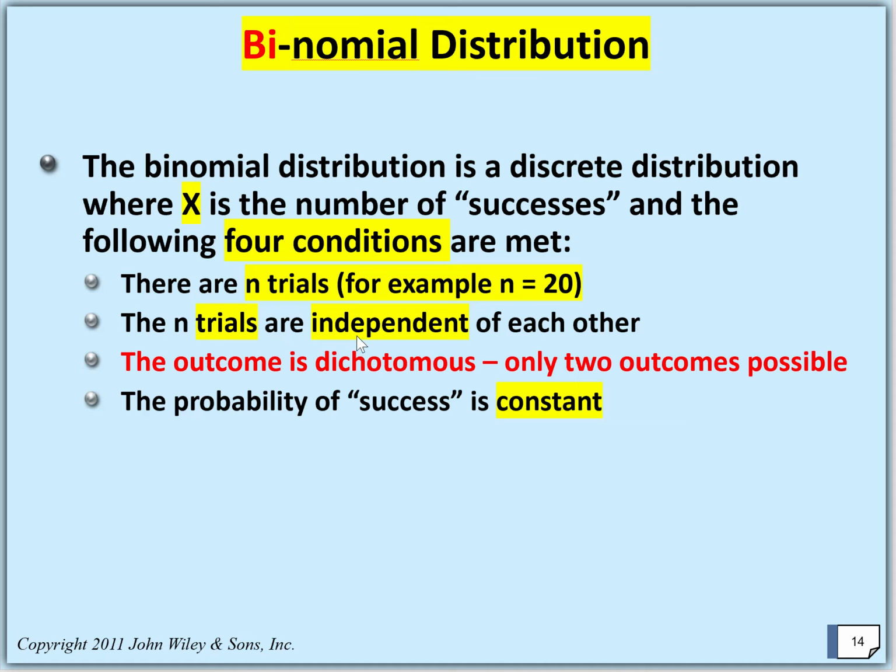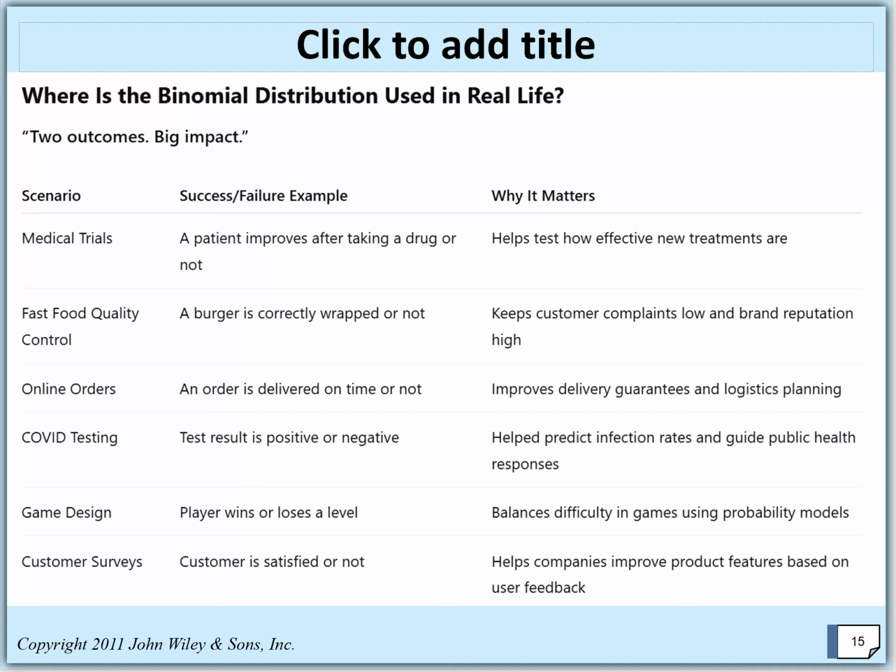Okay, so independent and dependent is very important. And for the outcome, there are only 2 possible outcomes. So either yes or no, true or false, passed or failed. There's no third option. That's why it's called binomial, because there are only 2 outcomes. So when you have questions like yes or no, true or false, pass or fail, then you get into this kind of distribution. And the probability of success is constant. Let's have a look.